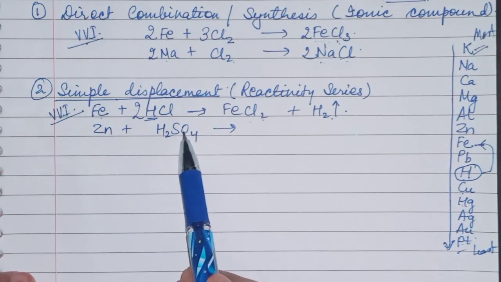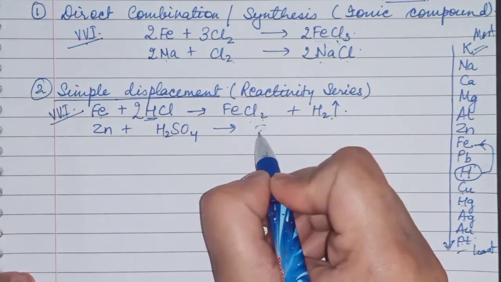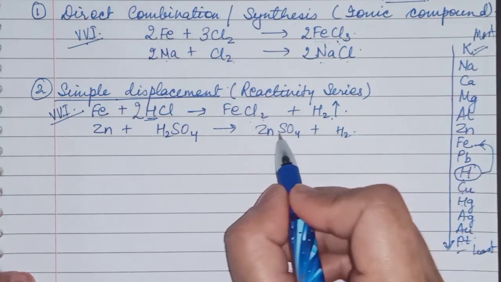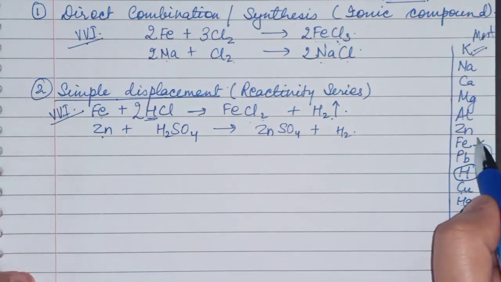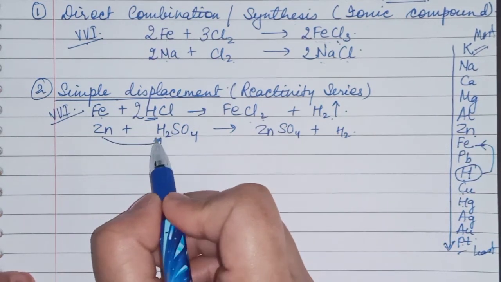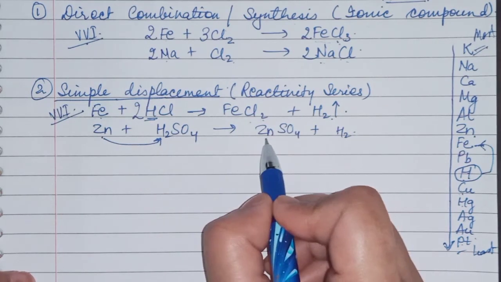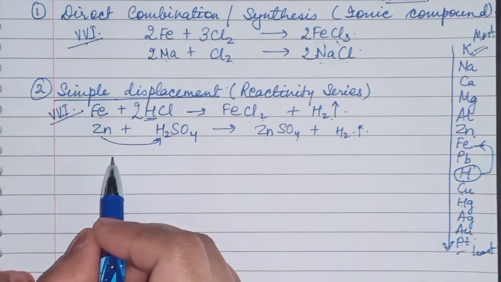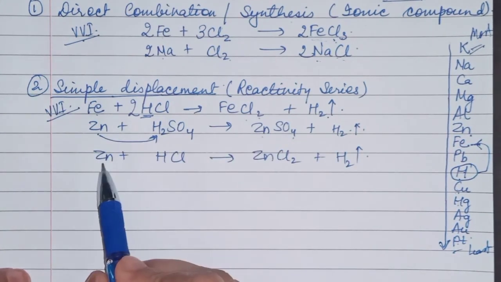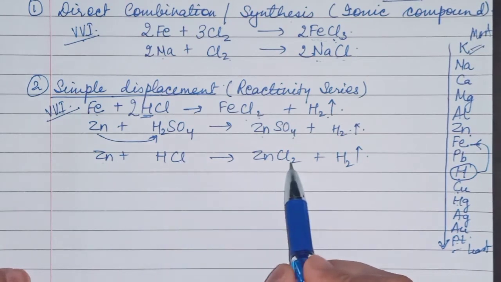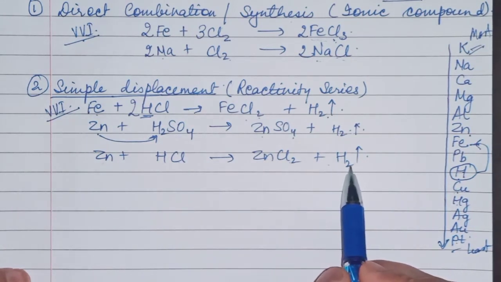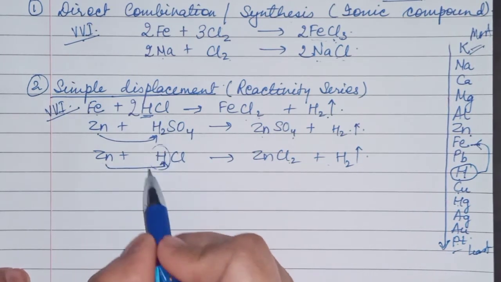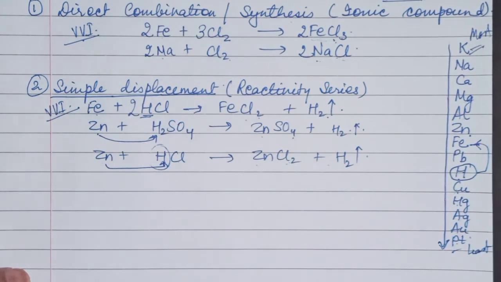Now see here, zinc and acid, metal and acid will give salt, that is ZnSO4 plus H2 gas. Okay, ZnSO4, because zinc is above hydrogen, so zinc will be able to displace hydrogen from acid and it will form ZnSO4 and hydrogen gas. Okay, next example you can take: zinc and hydrochloric acid will give zinc chloride and hydrogen gas is released. So here again zinc is more reactive than hydrogen. It will replace this hydrogen and form zinc chloride and hydrogen gas is released.